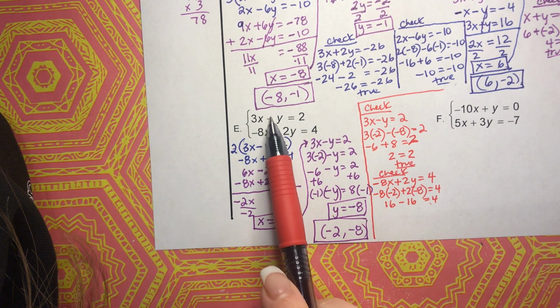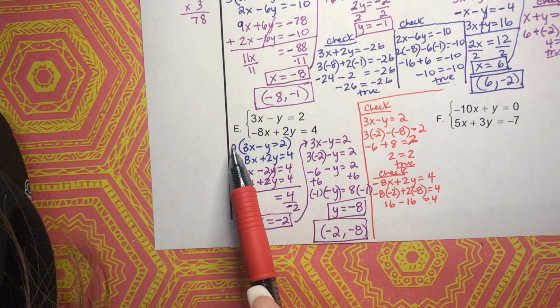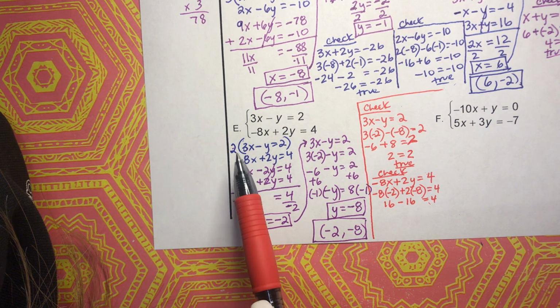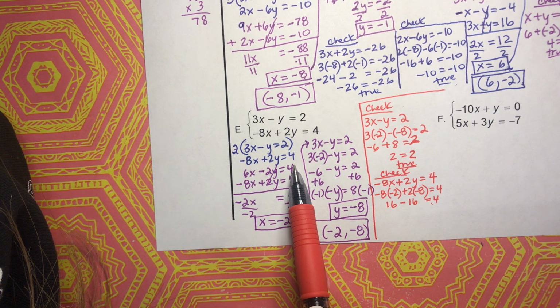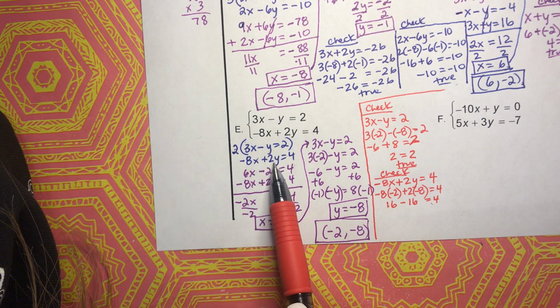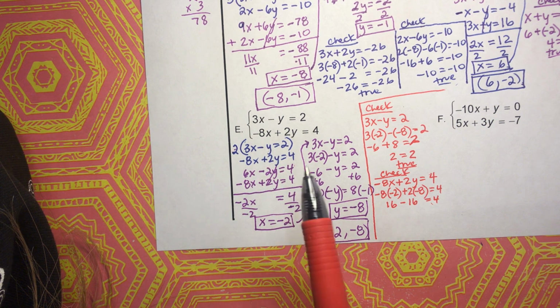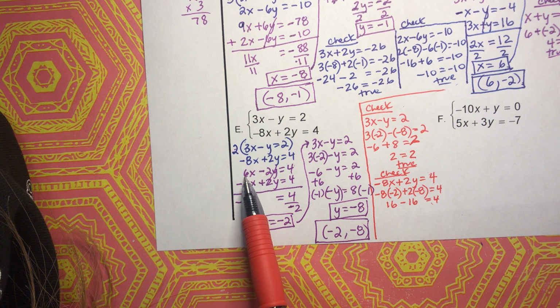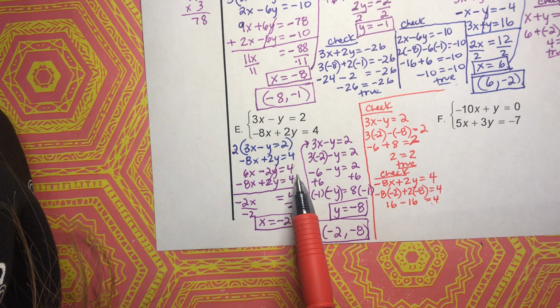So let's go back to the beginning. We wanted to get the same number, so we want to make this -2. So we multiplied by a positive 2. So 2 times 3x is 6x. 2 times -y is -2y. 2 times 2 is 4. Then I rewrote the equation there, which is all right. Then we added, so 6x minus 8x is -2x. That canceled. Oh my gosh, Joy!